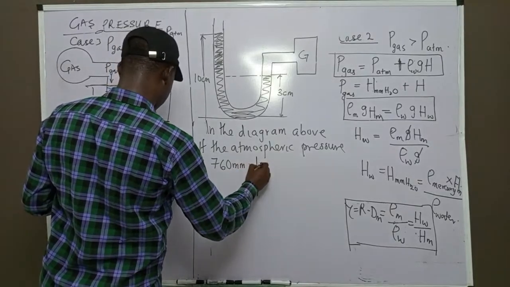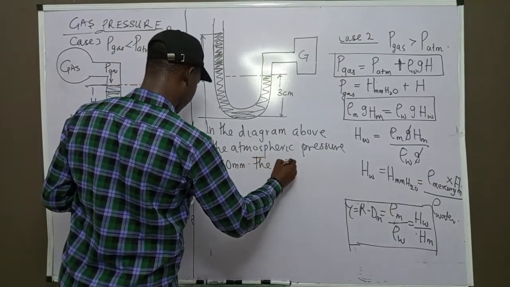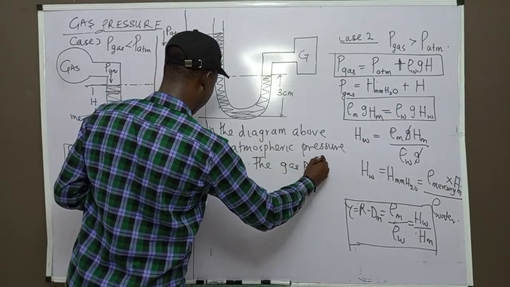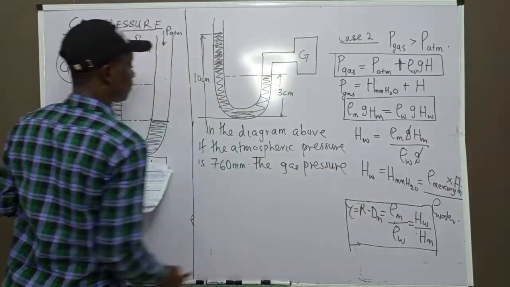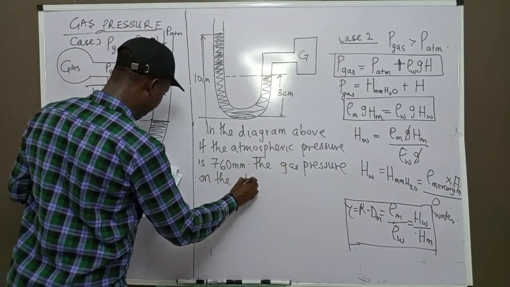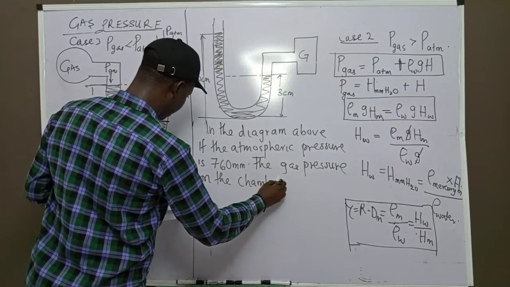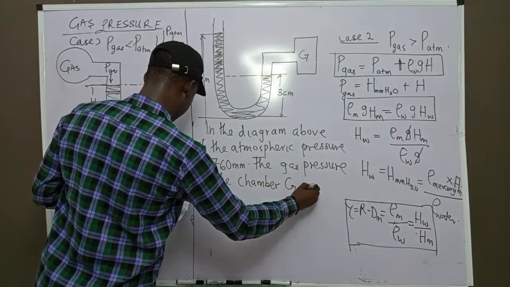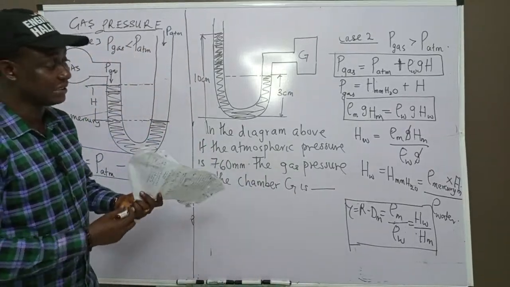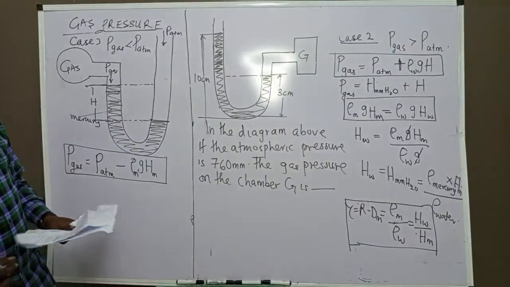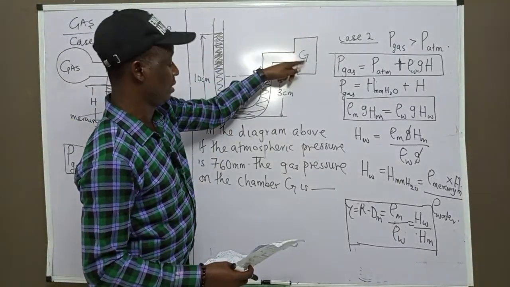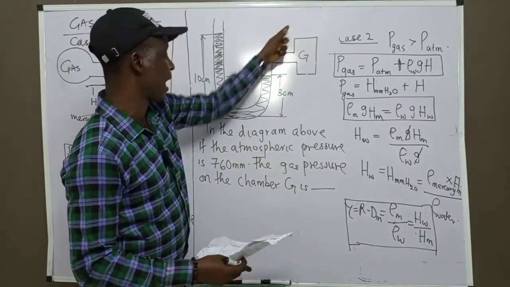Full stop. The gas pressure on the chamber G is dash. Now what we are looking for, we are given a diagram. G is the gas. This is the chamber, the chamber of the gas.